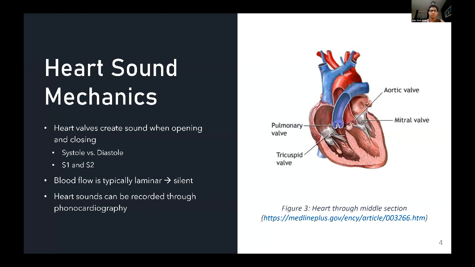Between the sounds S1 and S2, a PCG recording is typically silent. That's because blood flow in a normal heart is laminar, so you wouldn't hear anything between these main sounds S1 and S2.